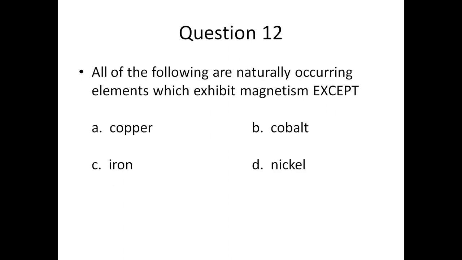Question 12. All of the following are naturally occurring elements which exhibit magnetism except A. Copper, B. Cobalt, C. Iron, D. Nickel.